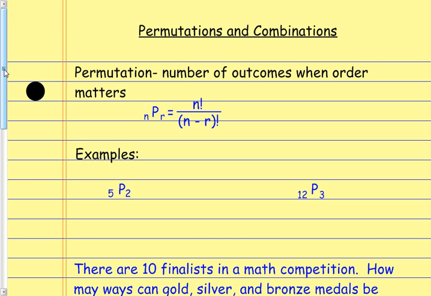Hi there, in this lesson we're going to be looking at what we call permutations and combinations. Really these are just things that allow us to find the number of outcomes, how many ways something can happen given a certain situation. So we're first going to look at permutations.